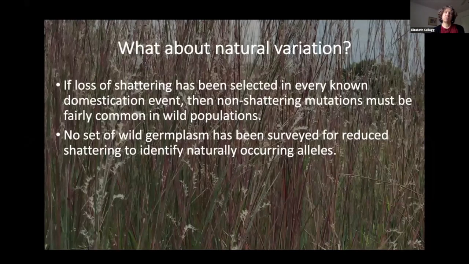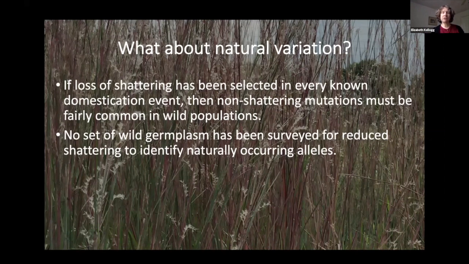So that raises a question about natural variation. Remember, I started out by saying our ancestors who domesticated all the cereals were selecting unconsciously from standing variation in wild plants. And if that was going to work, I mean, we know it did work, there have to be non-shattering mutations that are relatively common in wild populations. If the mutations aren't there, then it doesn't matter how much you select on them, you don't get anywhere with it.